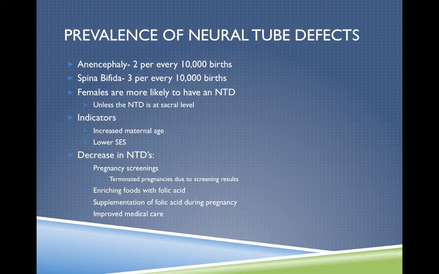Some other indicators of neural tube defects include increased maternal age and lower socioeconomic status. The decrease in neural tube defects over the years includes pregnancy screenings, terminated pregnancies due to the screening results, enriching foods with folic acid, supplementation of folic acid during pregnancy, and improved medical care.